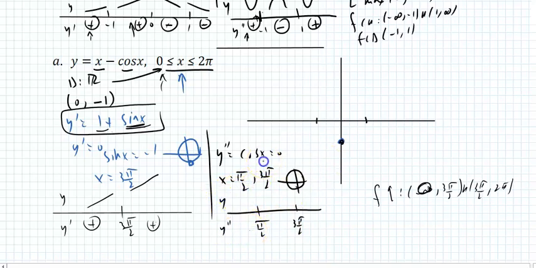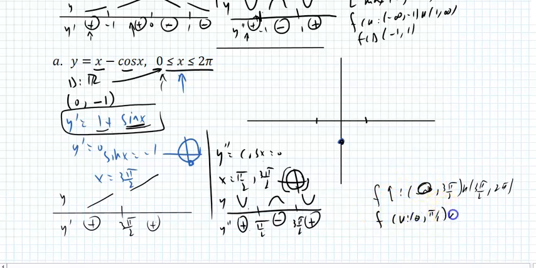I pick a point to the left, say 0. Cosine of 0 is 1. That's positive. Between pi over 2 and 3 pi over 2, cosine is negative. And 3 pi over 2 to 2 pi, that's positive. So this is concaving up, concaving down, and concaving up. We have f being concaving up from 0 to pi over 2 union with 3 pi over 2 to 2 pi, and f is concaving down from pi over 2 to 3 pi over 2.